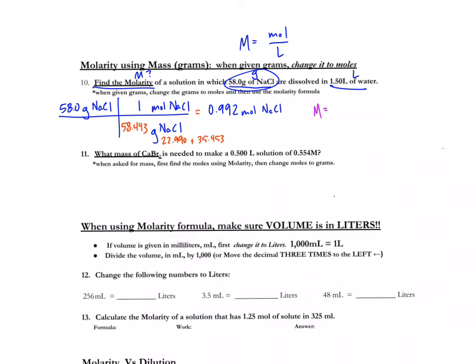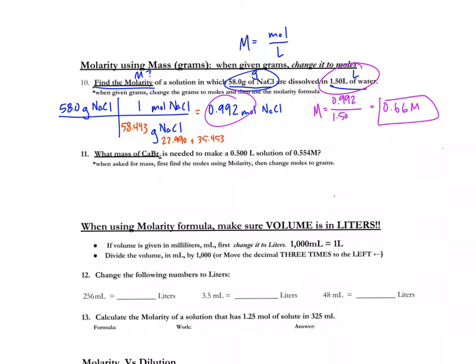Okay, and for moles, I'm going to plug in what I just found, 0.992. And then liters was given to me up in the problem as 1.50. So now I do the math. 0.992 divided by 1.5 gives me 0.66 molar solution. 0.66 M. All right, let's take a look at another one here.